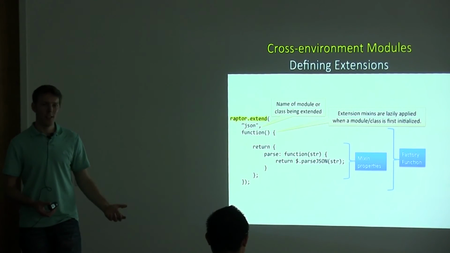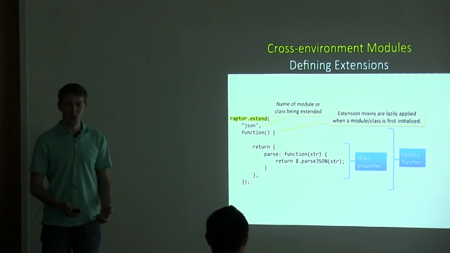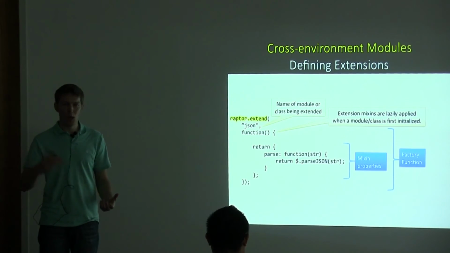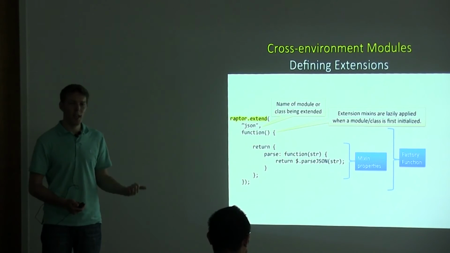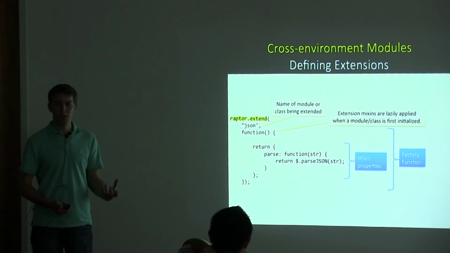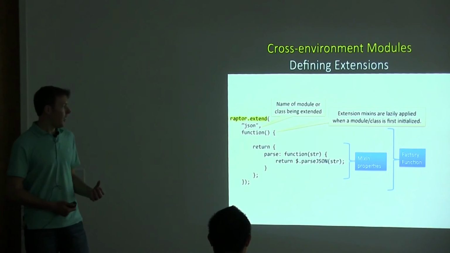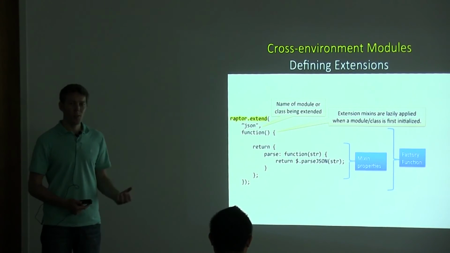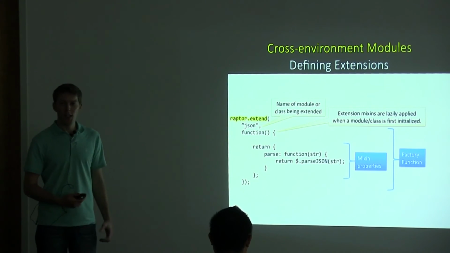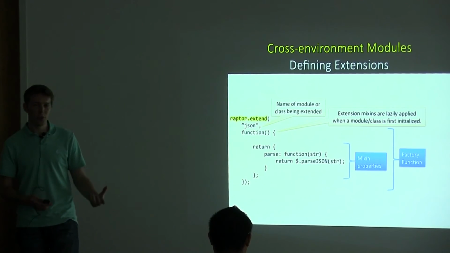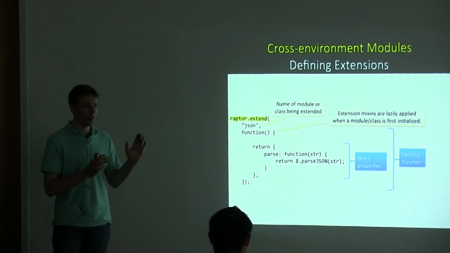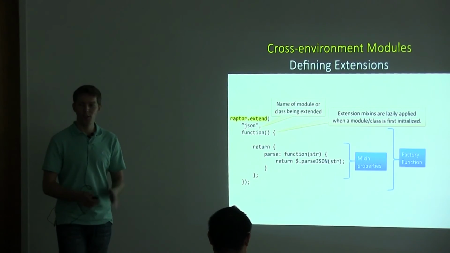Now, raptor.extend is very similar to the extend method that most of you have already used, where it just copies properties into the actual target object. The nice thing here is that you pass in the name of the target instead of the actual object that you want to extend. And if the object has not already been loaded, it just registers the extension with the factory function of the actual module. So when it's first loaded, the extensions will be applied. So again, it goes back to the whole lazy initialization for everything.